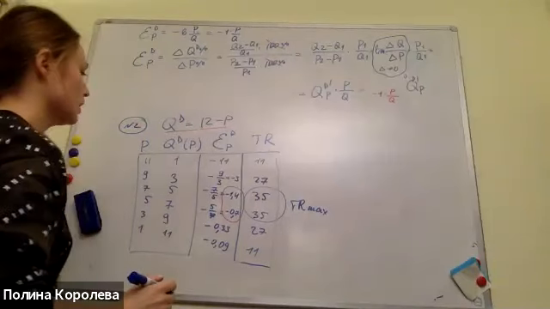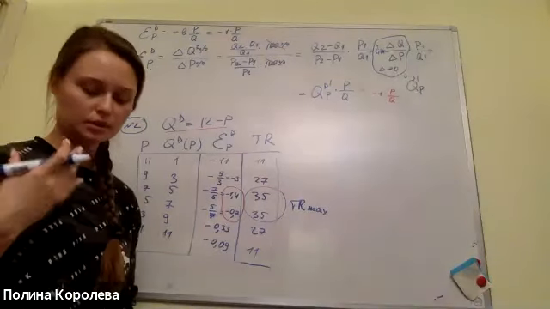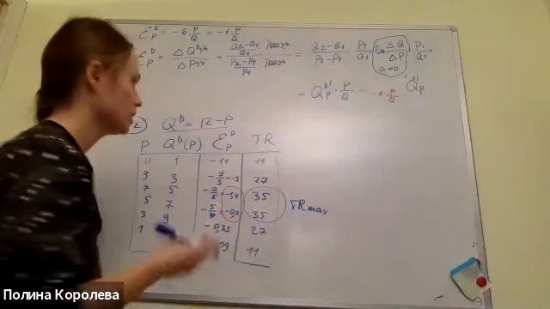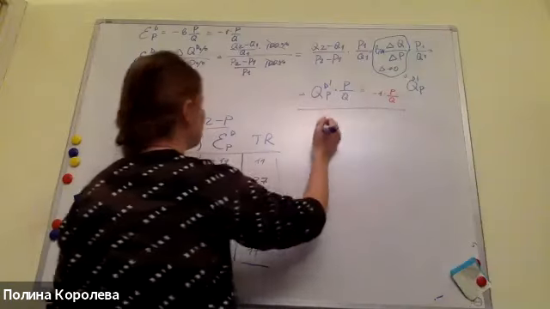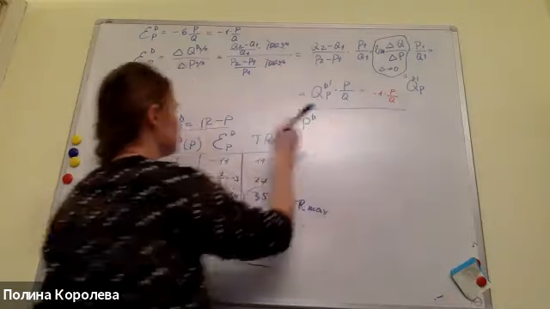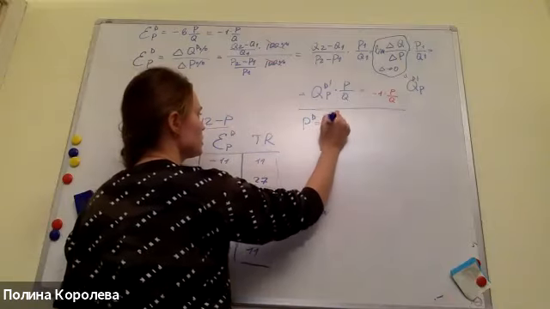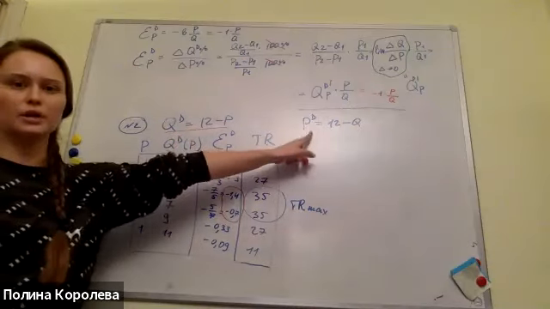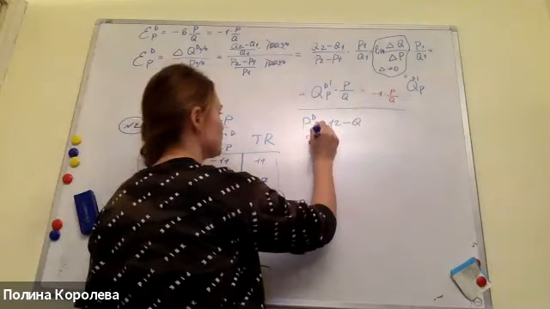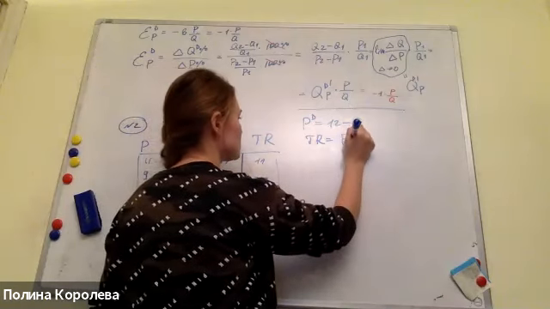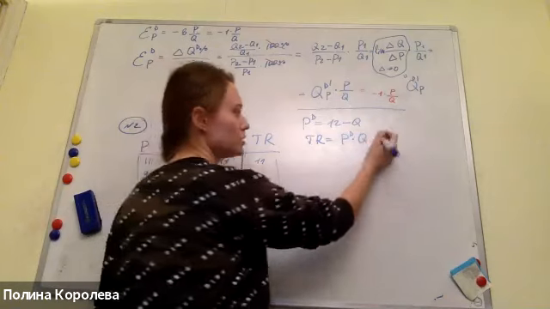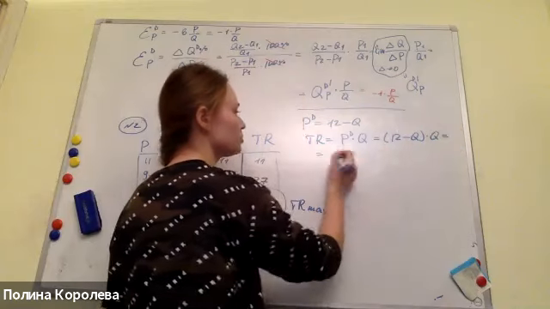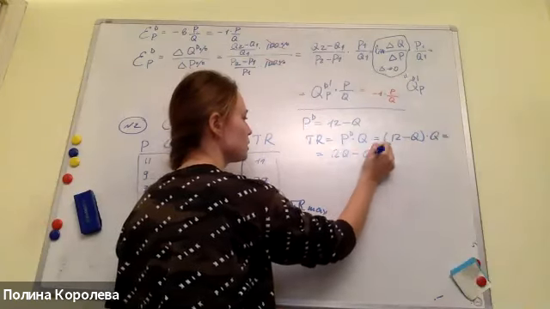Elasticity close to minus 1. Let's prove that maximal total revenue will be when elasticity is exactly minus 1. First of all, let's write down the inverse demand function. Inverse demand is 12 minus quantity. You understood what I did? I found price. So total revenue is the inverse demand multiplied by quantity, price multiplied by quantity. It is 12 minus Q multiplied by Q. Open the brackets: 12Q minus Q squared.